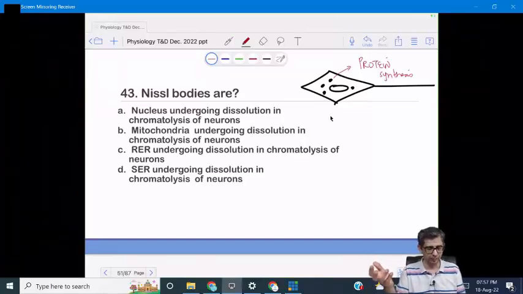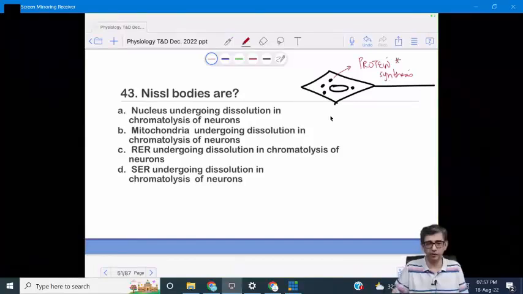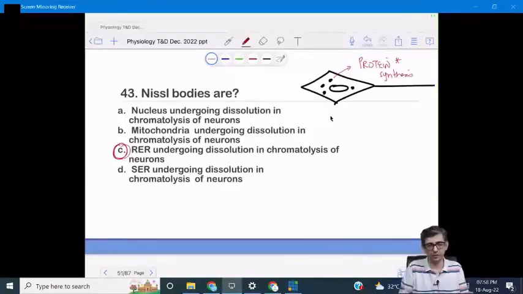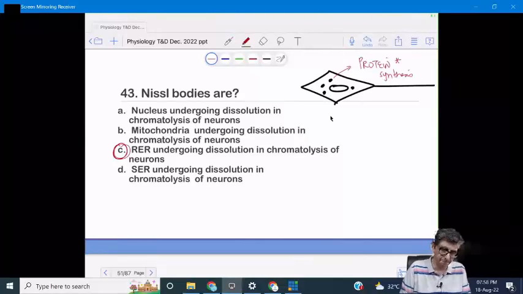So here, since the Nissl bodies are responsible for protein synthesis, the answer for this question would be option C, that is rough endoplasmic reticulum undergoing dissolution in chromatolysis of neurons. Yes, Malcolm, you're right with respect to the steroid component, that is smooth endoplasmic reticulum, but we talk about protein synthesis, which is why the answer is C.